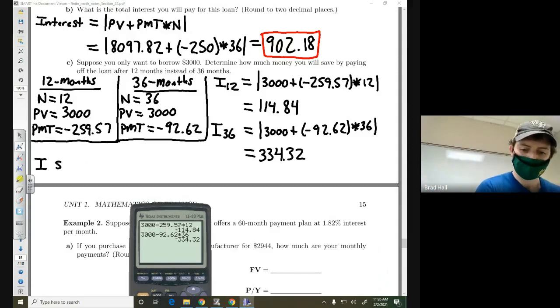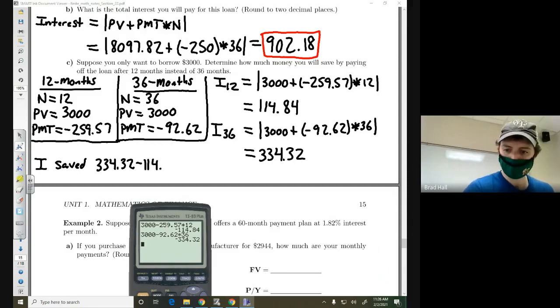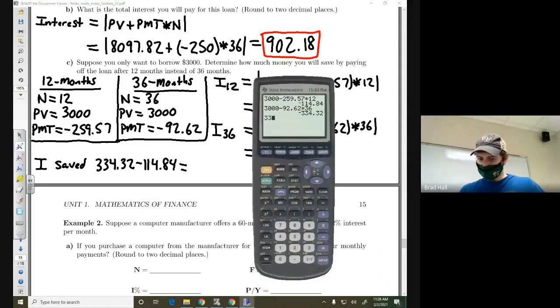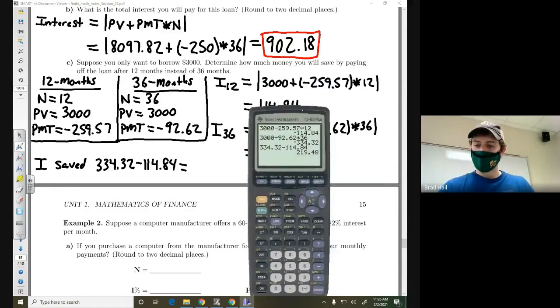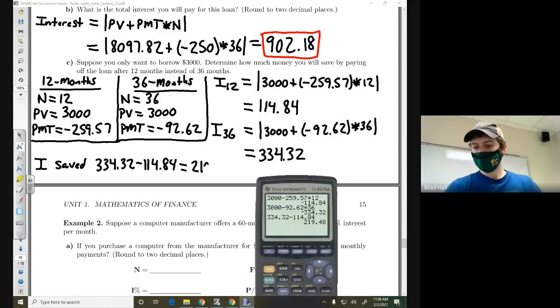So basically, I saved how much money? Just the difference between the two. $334.32 minus 114.84. Save $219 by doing it this way. Which answers the question of how much money you would save.